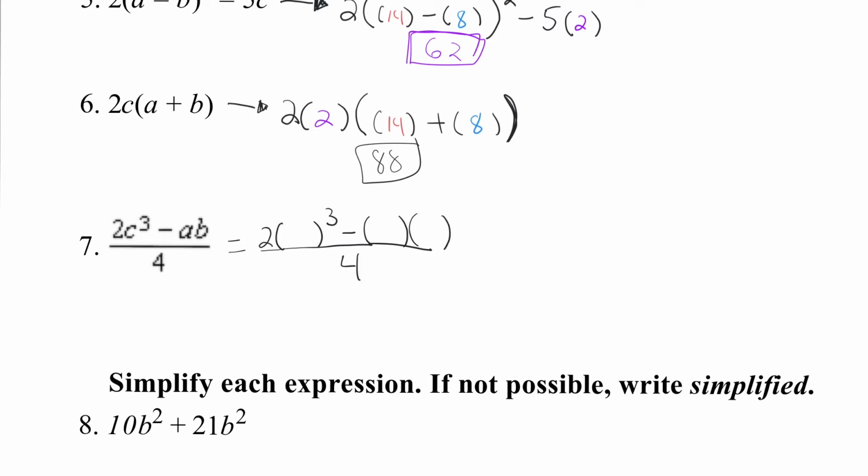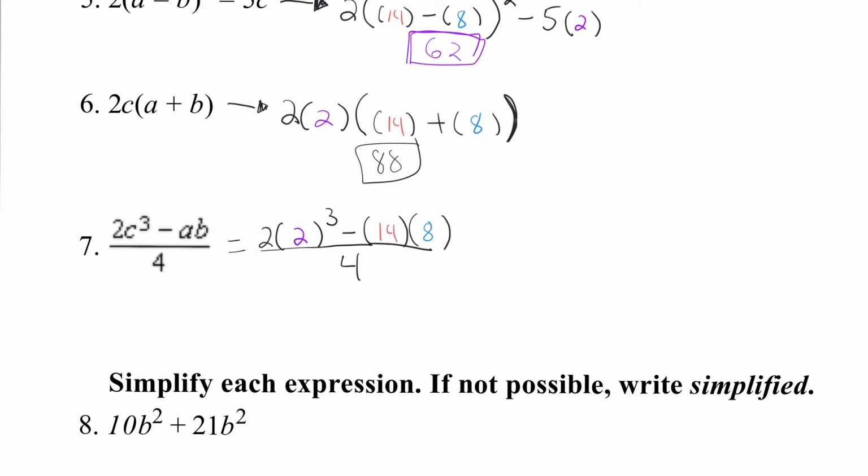So looking at the value of C on your paper, you can see that C equals 2. So I am going to substitute the value of 2 here. So 2 goes in the first parentheses, and then you have the A, which is 14, so I'm going to put a 14 here, and B is 8, so you have an 8.